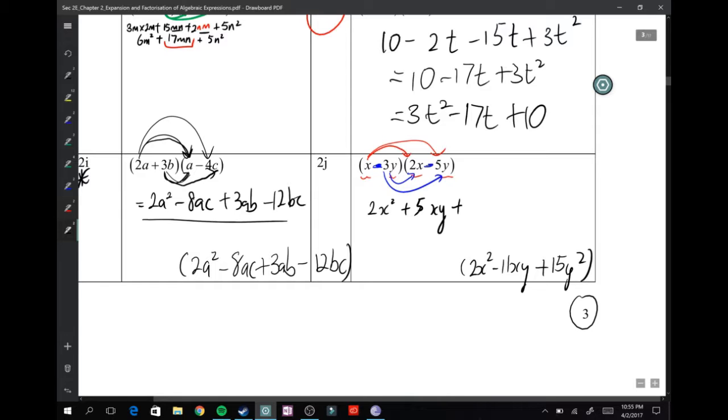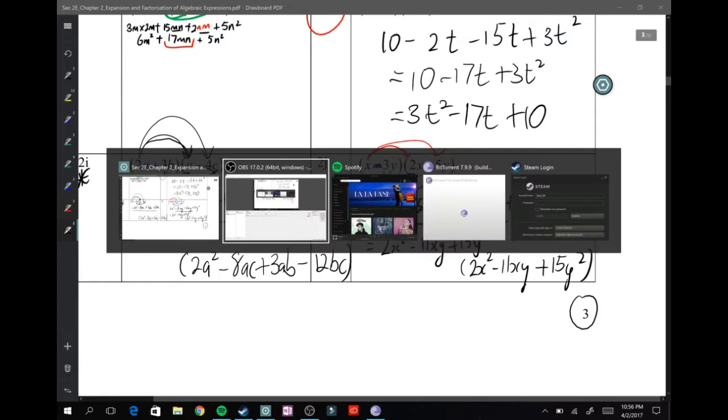3y times 2x gives you 6xy, but know that this is negative, so this should be minus 6xy. Oh, and I made a mistake. x times negative 5y gives you negative 5xy. And finally, negative 3y times negative 5y gives you plus 15y squared. Now minus 5xy minus 6xy actually gives you negative 11xy, and that's your answer.